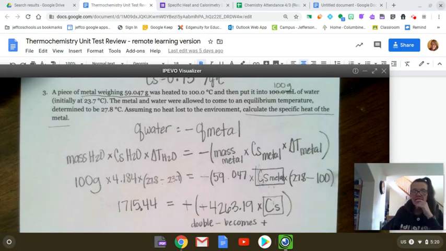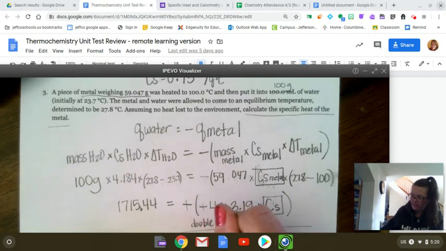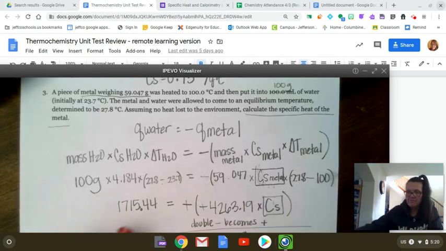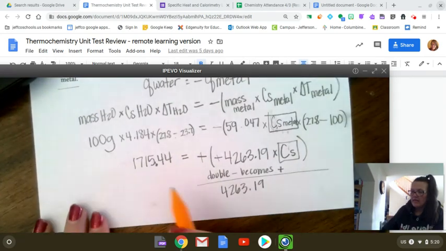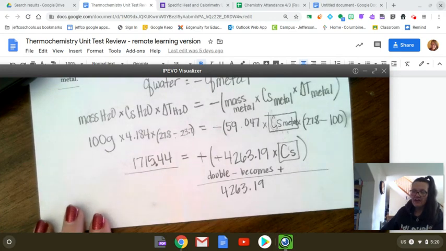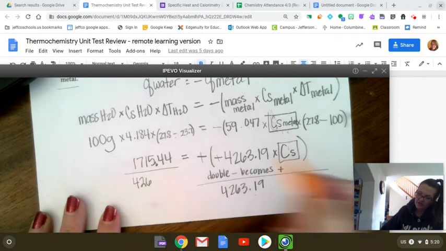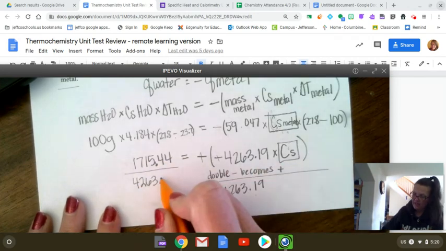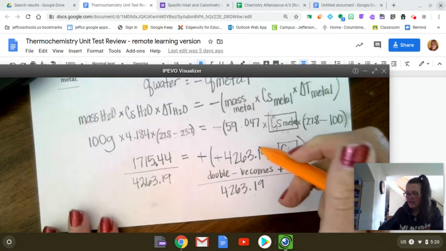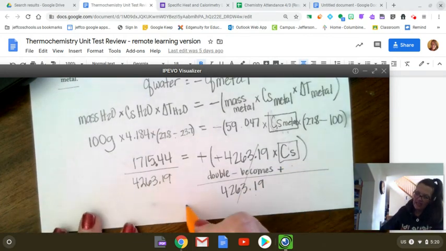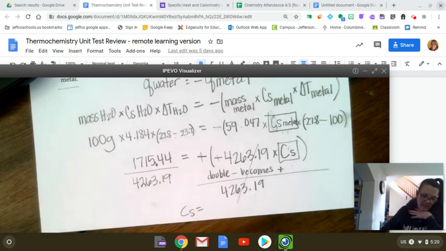Okay. And then again, to get the specific heat alone, we just have to divide by that value. So we're going to divide by the 4263.19. And then since math is fair, if we divide by 4,200 on this side, we also have to divide by the 4,200 on this side. Okay, so that crosses that out, and I'm left with my specific heat. So specific heat is equal to 1715.44 divided by 4263.19.